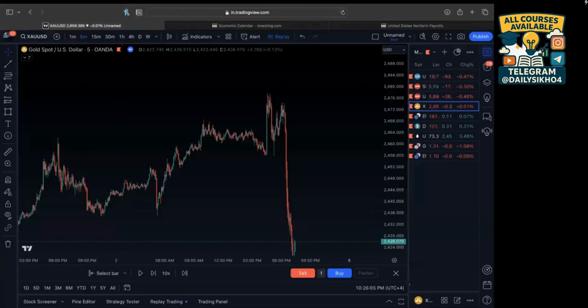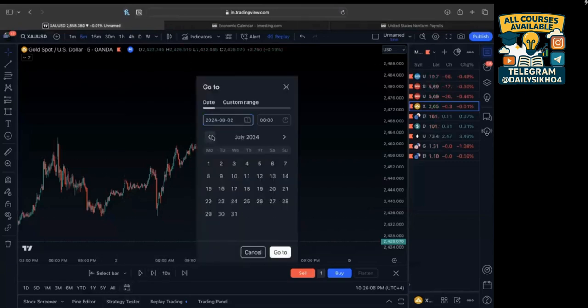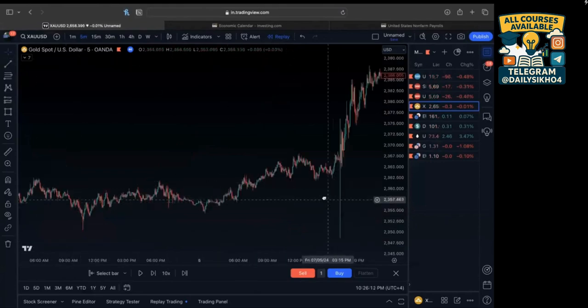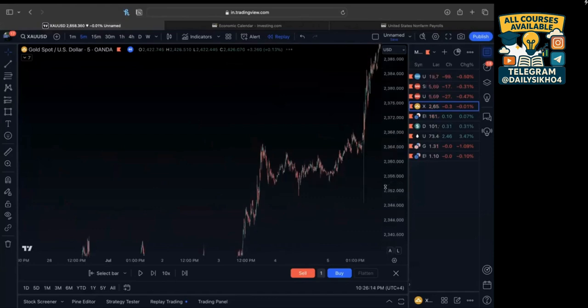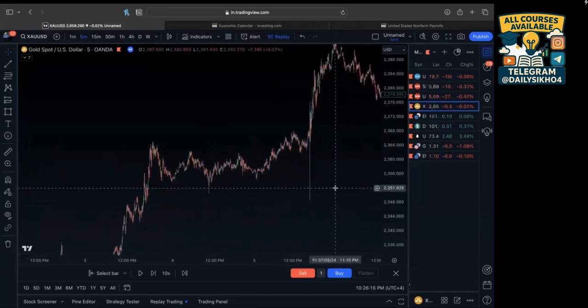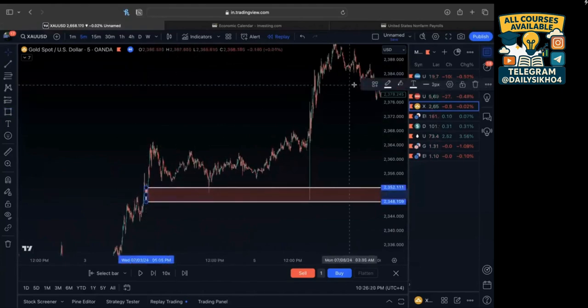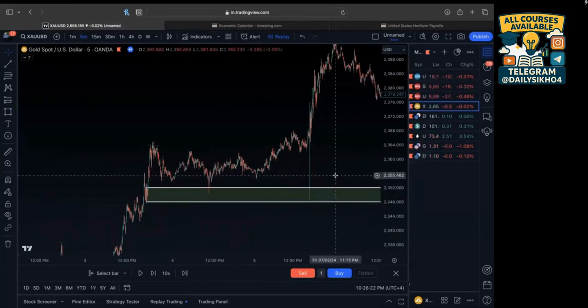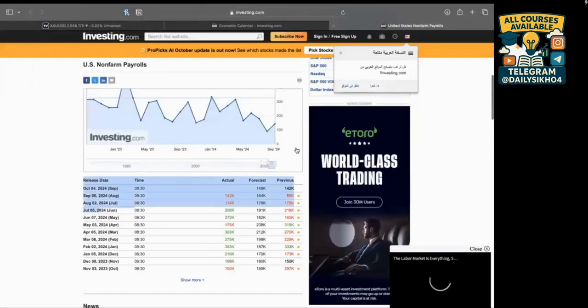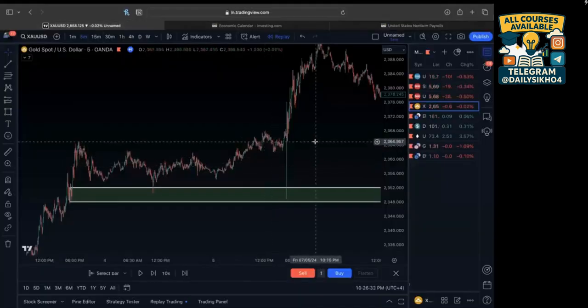We'll go to July 5th. Look at this. We've got a demand level over here. Now this one was higher than expected, right? So the forecast was 191, the actual was 206. So the move happened opposite.